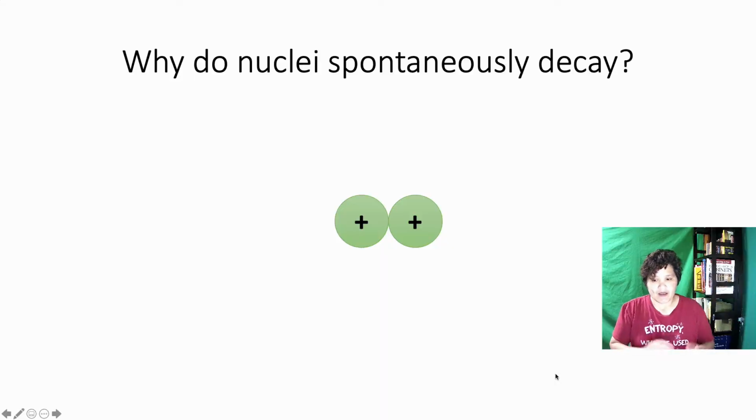Atoms contain both positively and negatively charged particles. The negatively charged particles, the electrons, are spread throughout most of the volume of the atom. But the positively charged particles, the protons, are squished down into a very small area in the center that we call the nucleus. And so now let's think about what it means to have a whole bunch of positively charged things in one area.